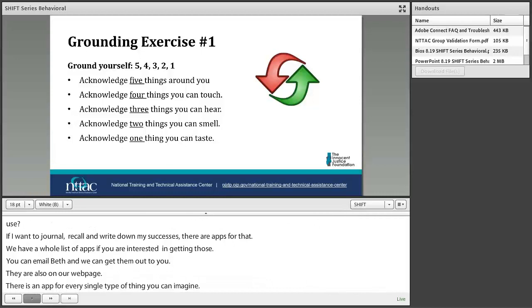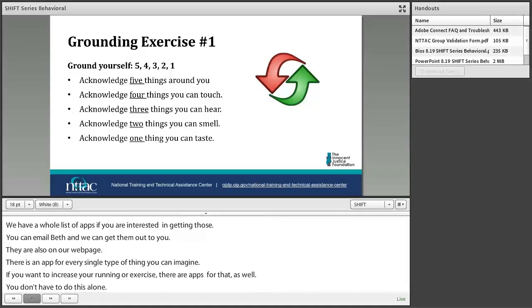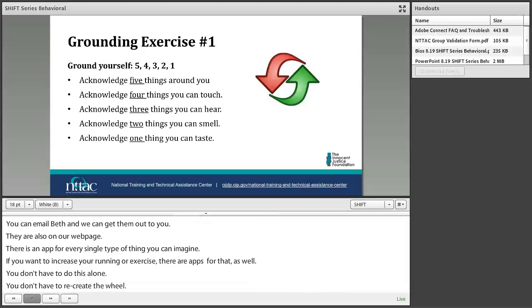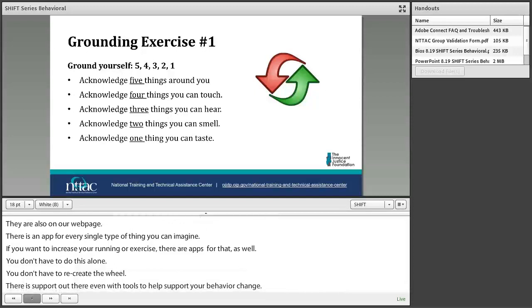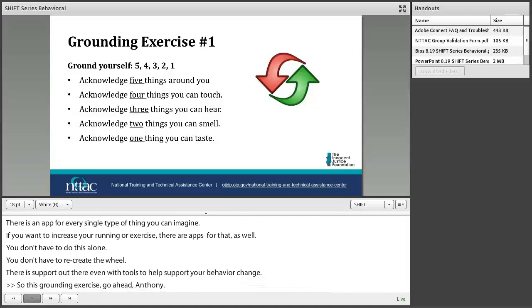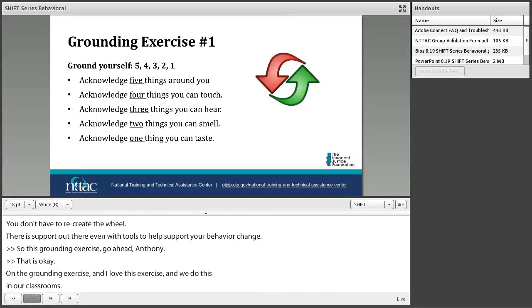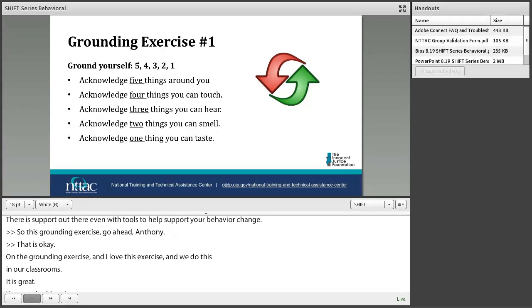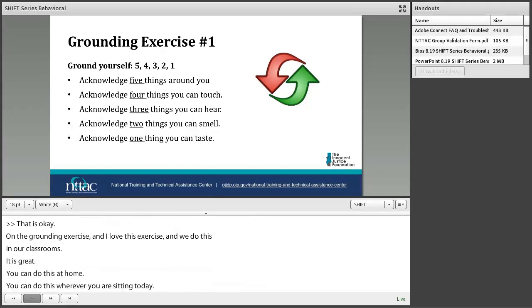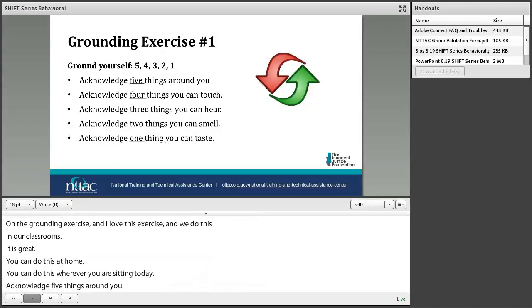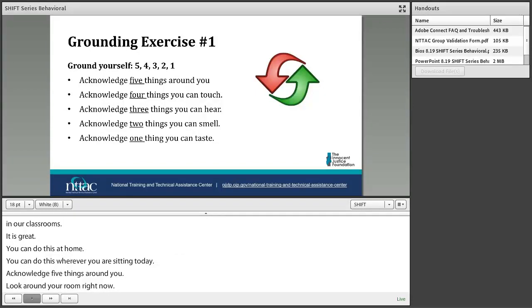Oh, that's okay. On the grounding exercise, I love this one, and we do this in our classrooms. You can do this at home, and you can do this wherever you're sitting today. Acknowledge 5 things around you. So look around your room right now and just think about those 5 things. Then acknowledge 4 things that you can touch. And then think about 3 things that you can hear.